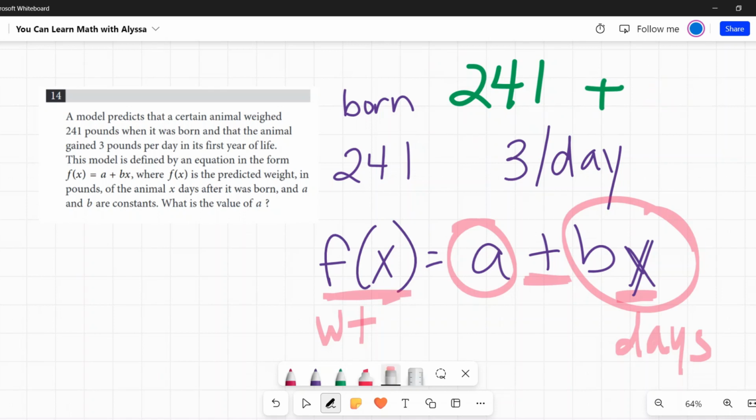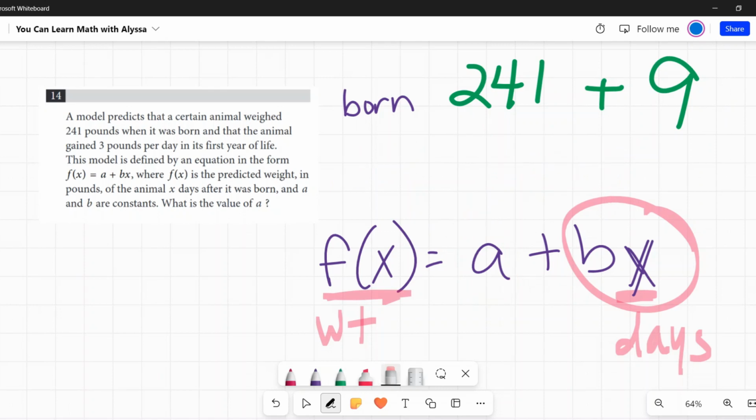How much was it the third day after that? It gained another 3 pounds. Now it's up to 6. How much did it weigh the day after that? Another 3 pounds. So now it's up to 9. Doesn't that look an awful lot like what's down here? We have this number that's staying the same. And then over here, I have 3 times 1, 3 times 2, 3 times 3. I am multiplying 3 by the number of days that have passed.